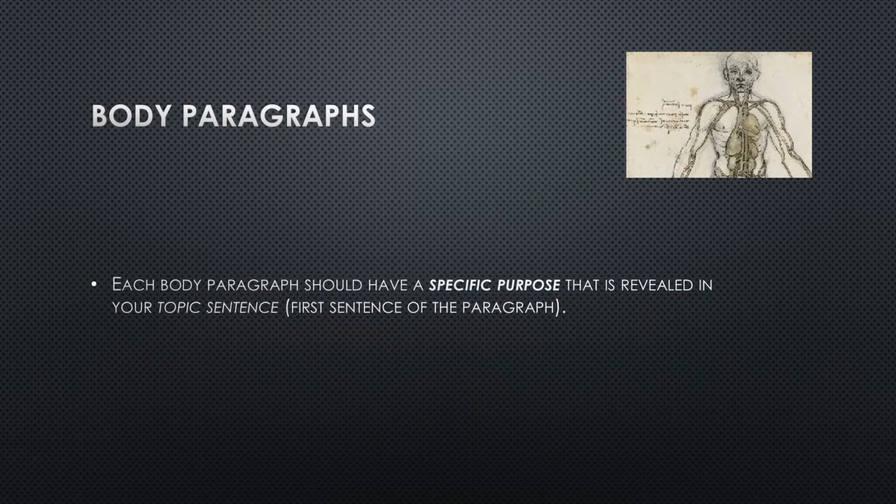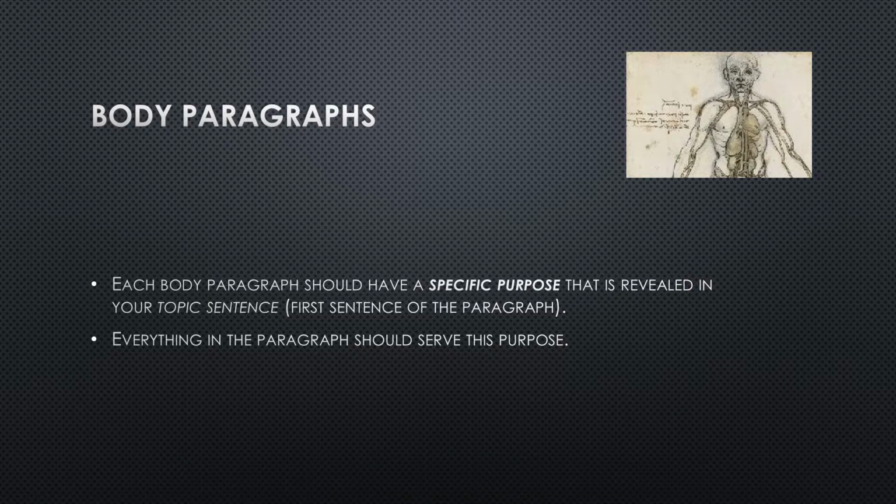So the first thing is each body paragraph should have a specific purpose that is revealed in your topic sentence. This is typically the first sentence of the paragraph. Now, I know you can get kind of creative in your English class, but again, for the sake of writing in the AP history class, your historical point should make it pretty clear. This is a historical essay. Your first couple of sentences should reveal your point. This whole paragraph is about colonial land restrictions, okay? Then everything in that paragraph should serve the purpose of that opening sentence.